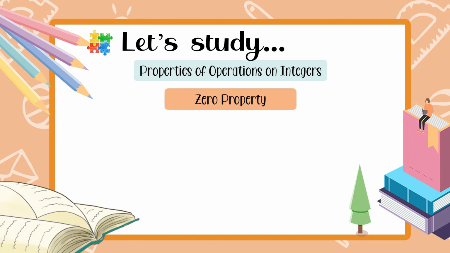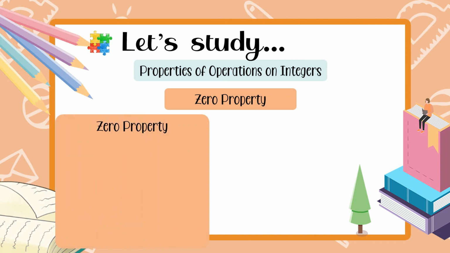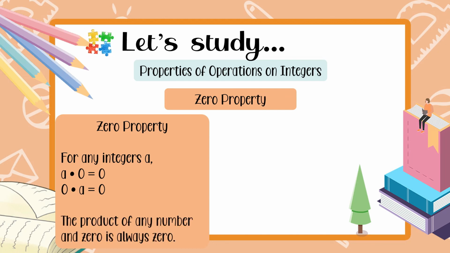And lastly, for the seventh property, we have zero property. So, zero property is the easiest property of them all. So, ano ba yung zero property na yan? For any integers a, a times 0 is equal to 0, or 0 times a is equal to 0. Ibig sabihin, the product of any number and 0 is always 0.